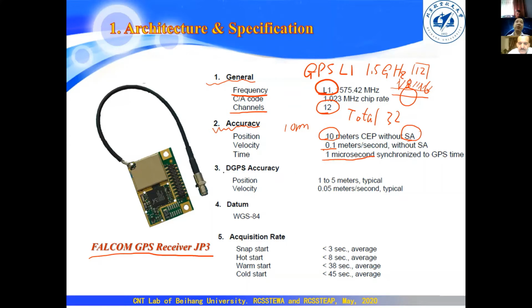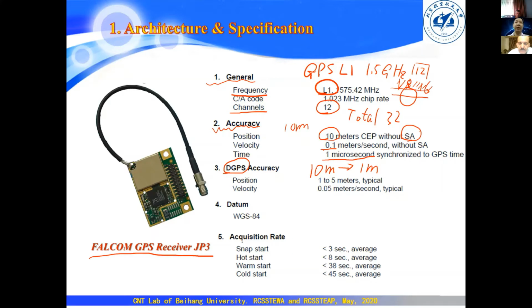But if you're using differential GPS technologies, you can eliminate some errors, such as ionospheric and tropospheric errors, so the accuracy can improve from 10 meters to typically about 1 meter. So if you're using differential GPS technologies, for example with a base station, you will get much improvement in accuracy.